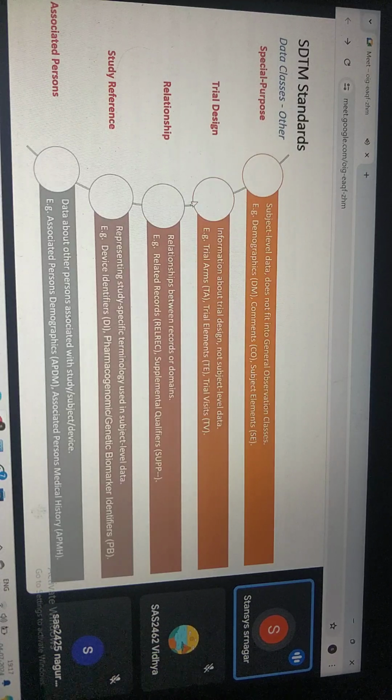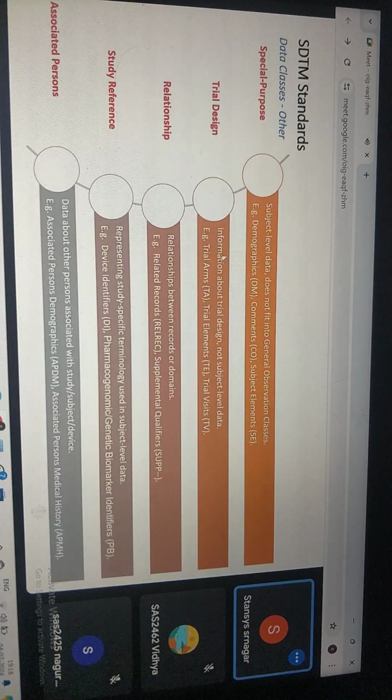As we said, the general observation classes: one is interventions, events, findings. Apart from this, the special purpose, trial design, relationship, study reference, as well as the associate person. These are the classifications we can get. After this class, I'm going to show where we can get the classification in the SDTM-IG. You have to read every one and remember it: what the classifications are, and how many domains each classification has. That you should remember for sure.